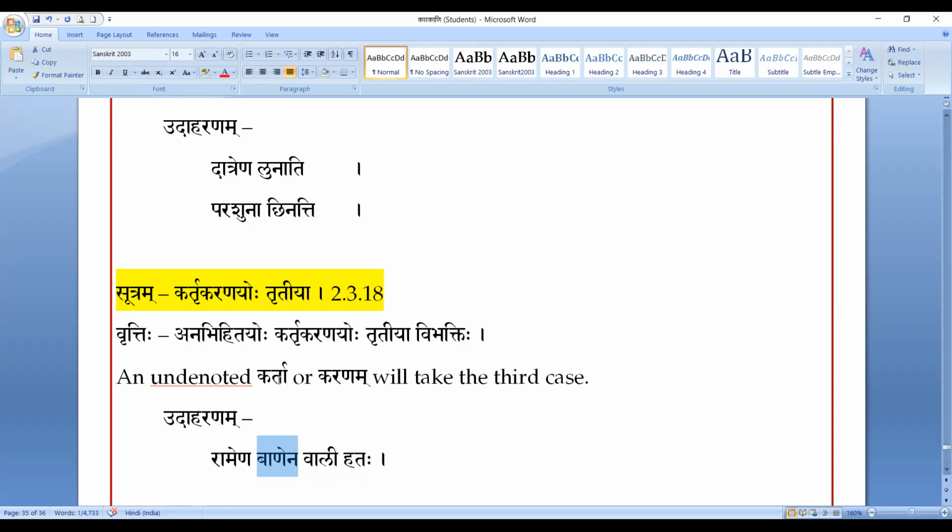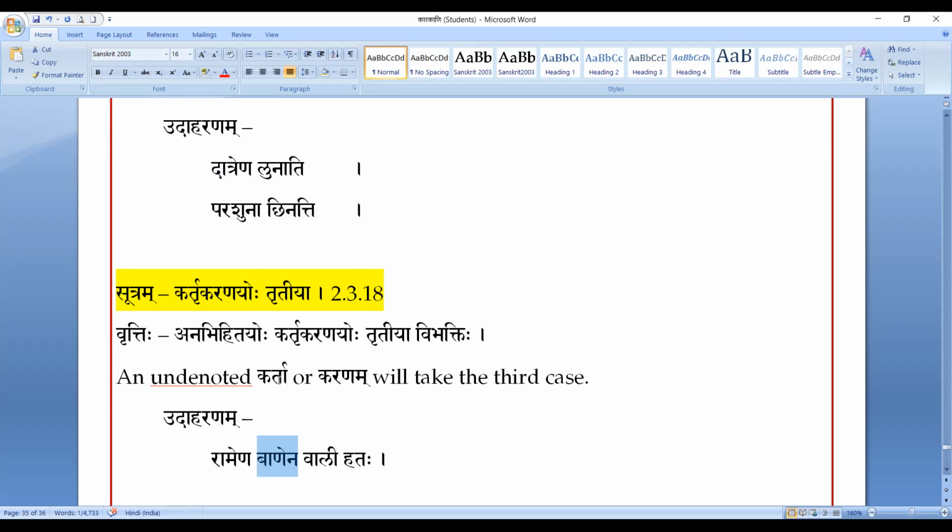Which is Abhigita or Anabhigita? It is also Anabhigita, like the previous example, Datrena Lunati. There's no difference. Same thing only. Here, at least Saha, we can say it's Kartari Prayoga. Even in Kartari Prayoga, Datra is Anabhigita. In Karmani also, here it is Anabhigita only.